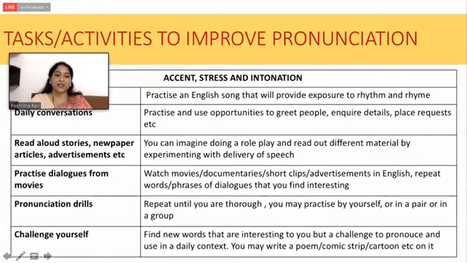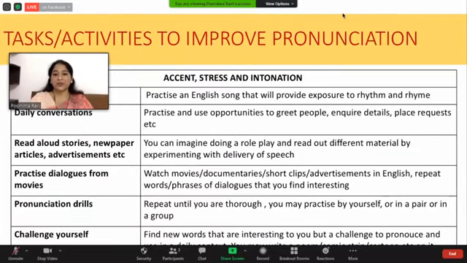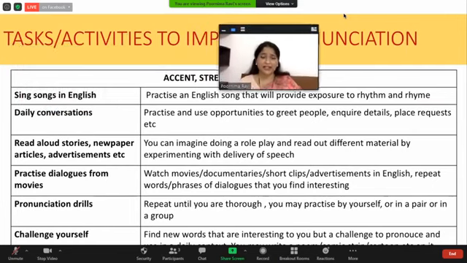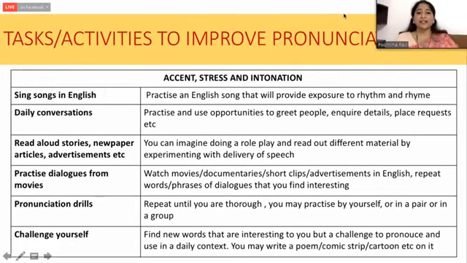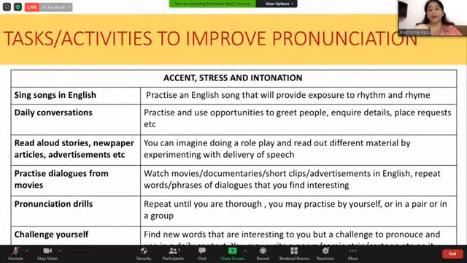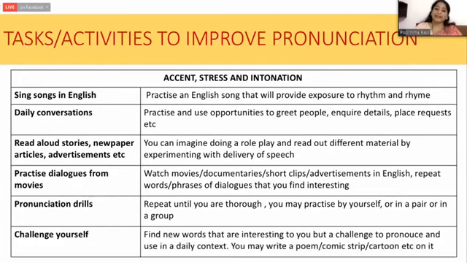Next. So, what are the tasks that you could do? Along with the strategies that I suggested, these are the tasks that you can do. But note that no matter what you do in spoken English, all 3 aspects, such as accent, stress, and intonation, are developed parallelly. Maybe their roles shift in the amount of priority you give to each aspect, but they all work together. Well, the first thing is sing songs in English.